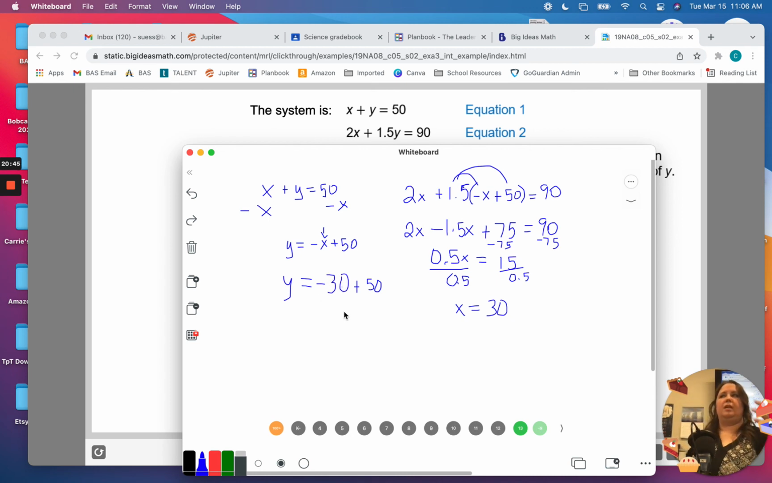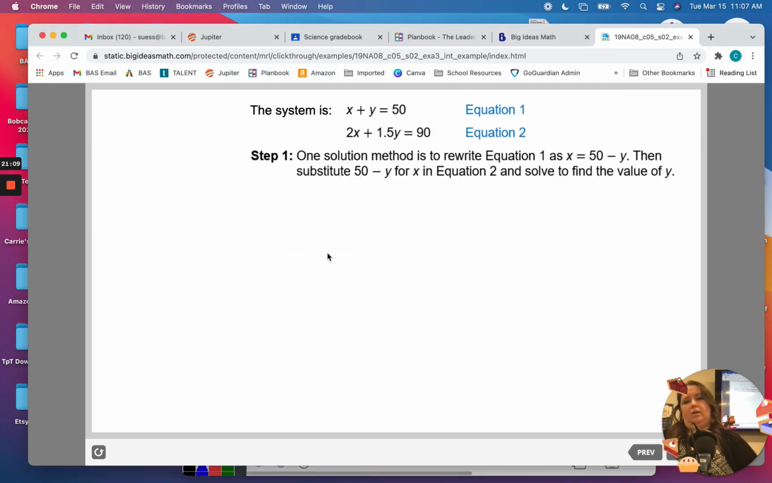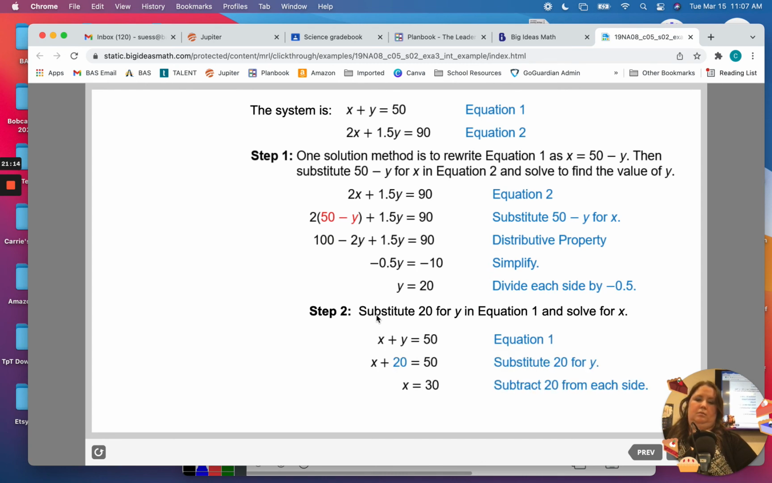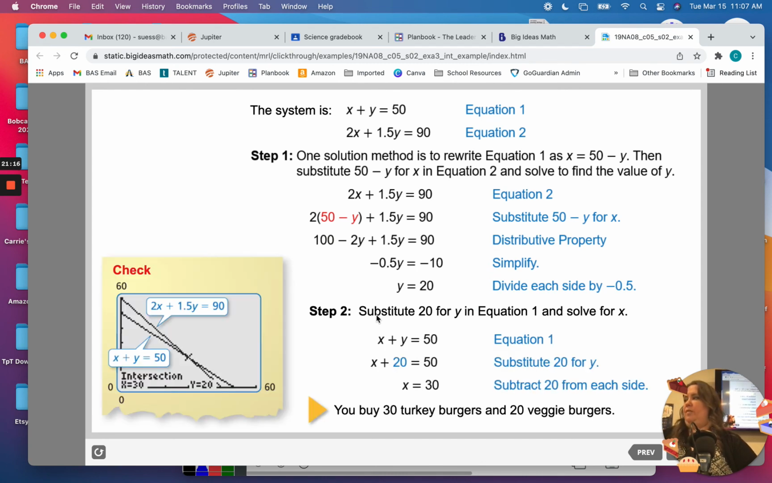So when you're doing word problems, if something comes out at a half of something, make sure you can actually have a half of that something. So what's negative 30 plus 50? Okay, remember, X was our turkey burgers, and Y was the veggie burgers. Okay, so it asked us specifically, how many of each burger did you buy? I bought 30 turkey burgers and 20 veggie burgers.